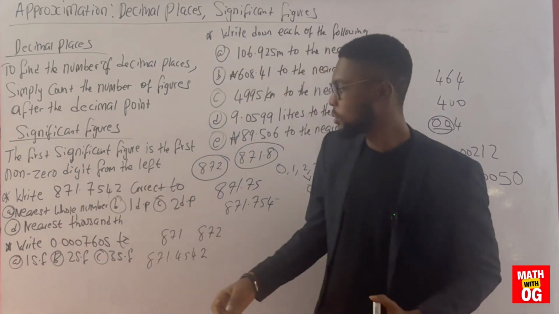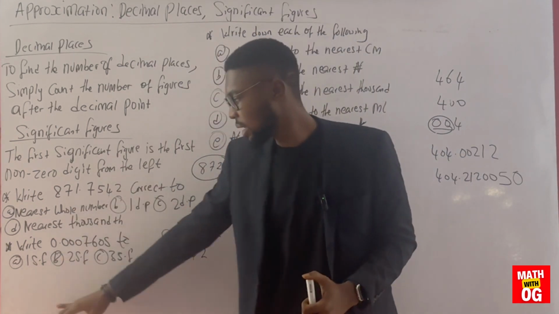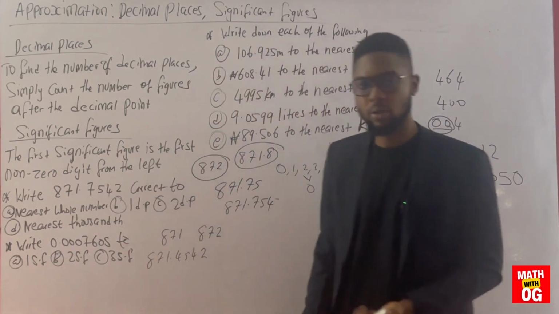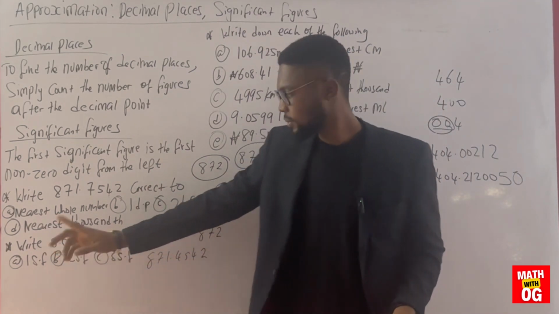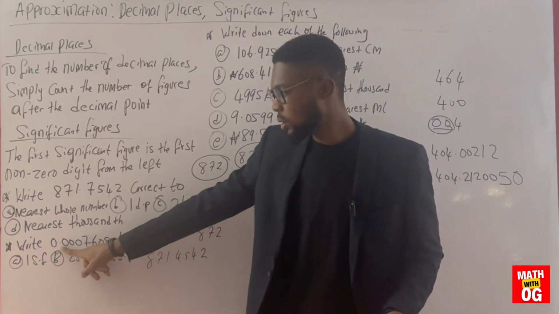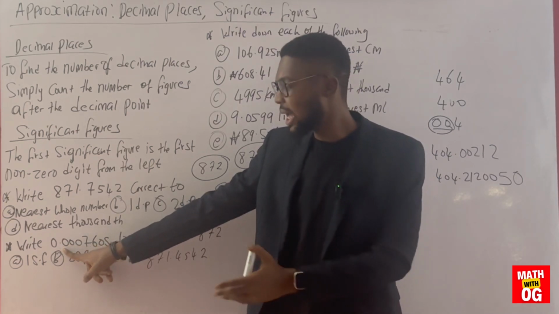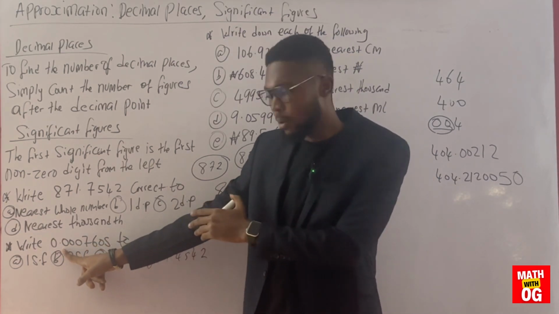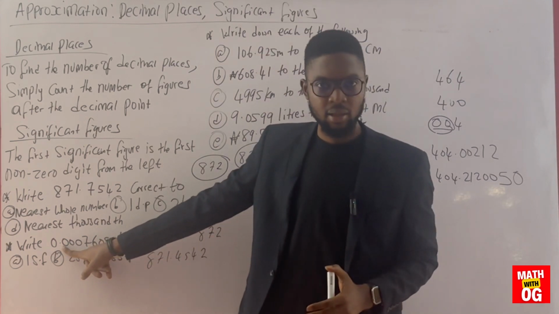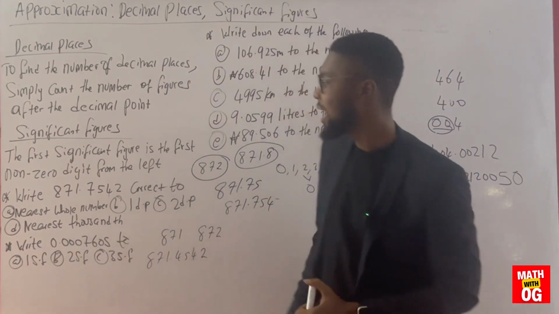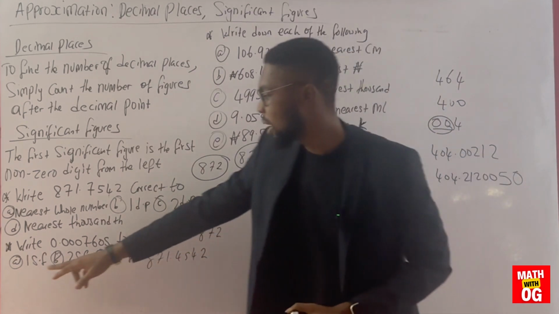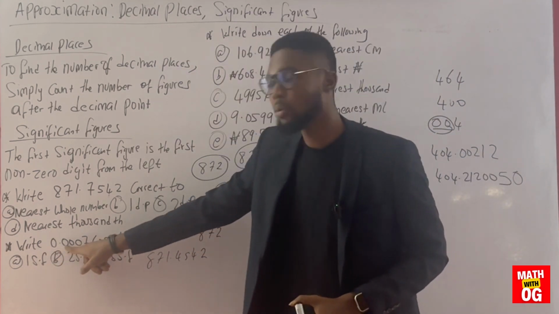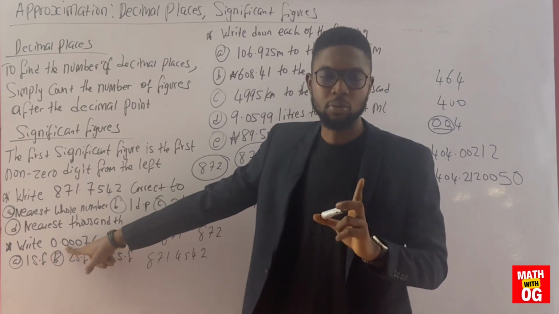Now, if you look at this question, they say write this to one significant, two significant, three significant figures. First zero is insignificant. Second zero is significant, meaning that it gives this number a meaning. But if you are asked to approximate to one significant figure, you cannot say 0.0. Not possible.